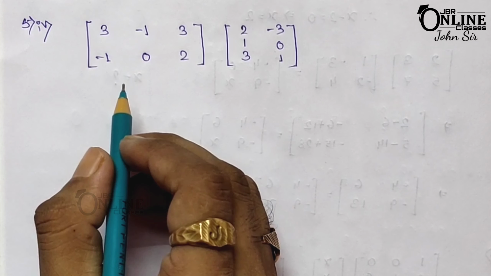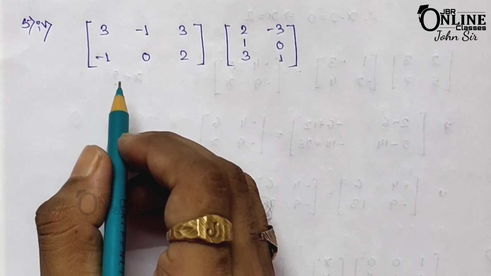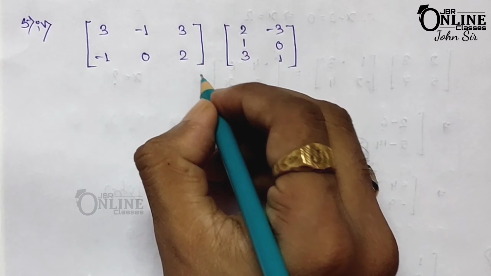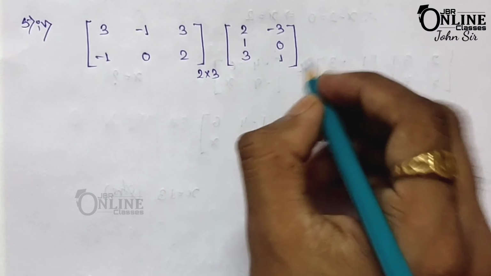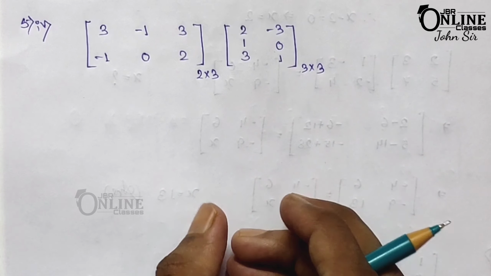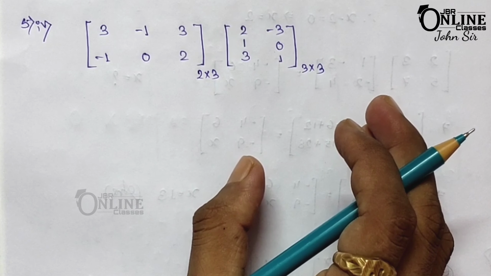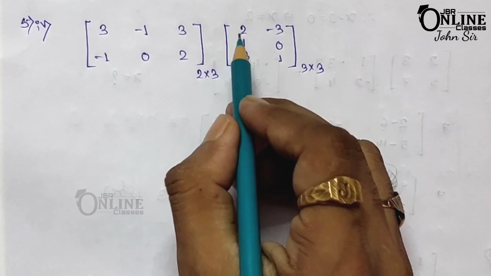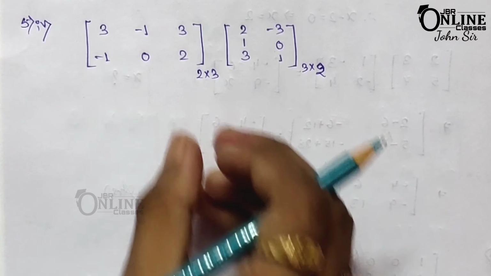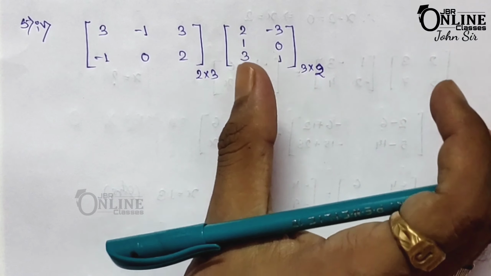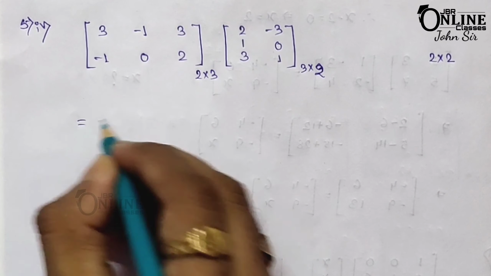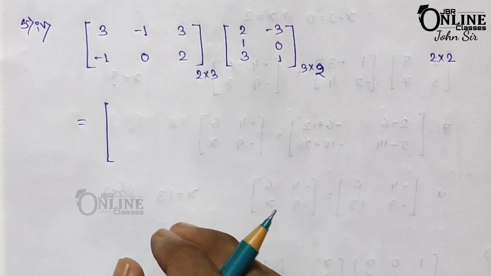Now sum number 5.4. So here in sum number 5.4, you have to multiply these two matrices. The first one is here 2 rows but 3 columns. So 2 into 3, that means 2 cross 3, and second one 3 cross 2. So first one 2 cross 3 and second one 3 cross 2. So your answer will be a 2 cross 2 matrix. So you have to find out a 2 cross 2 matrix.